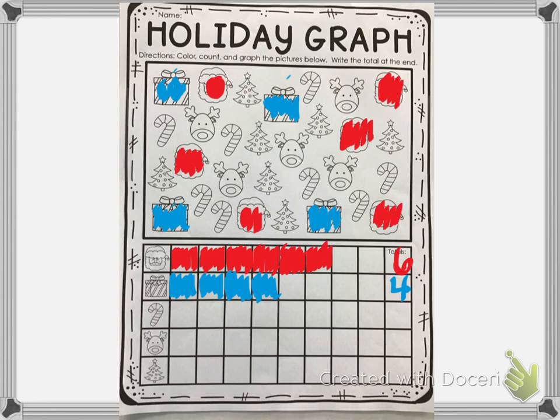Could I do an orange candy cane? Sure, why not? Let's do an orange candy cane. Alright, so every time I see a candy cane, I'm going to color it orange. And then I'm going to color a square in the graph. Right there, okay? In that row.